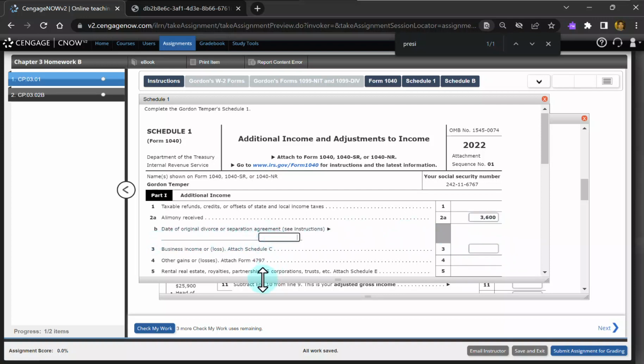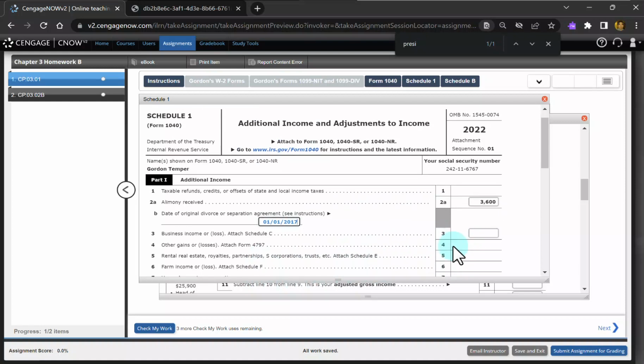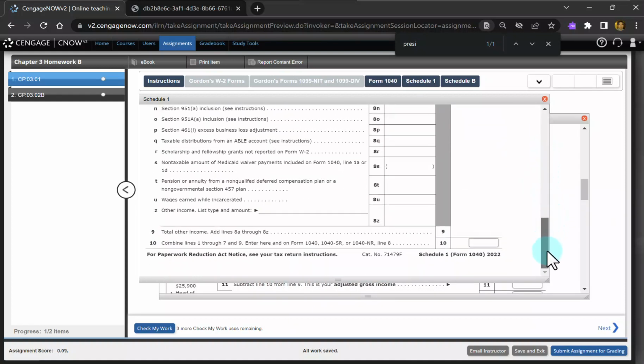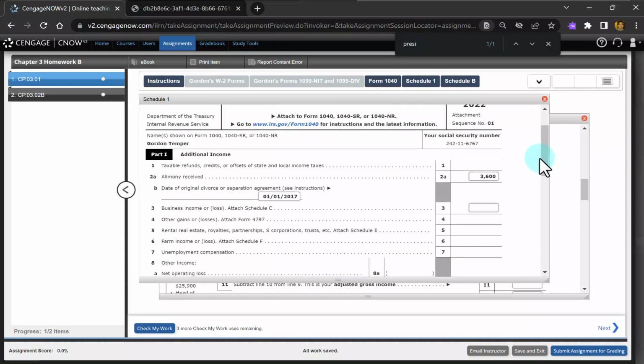And here, the date of the divorce. Again, we're only told 2017, but make sure you enter it to get it correct. 01/01/2017. And the only other income item here on Schedule 1 is, again, the main topic of our Chapter 3, and that's the income, or really in this case, a loss coming from Schedule C. So we need to do the Schedule C before we fill in this blank here in Schedule 1.